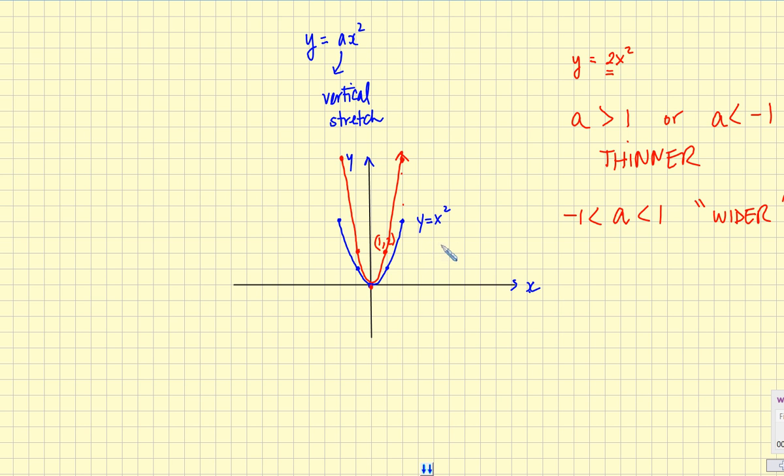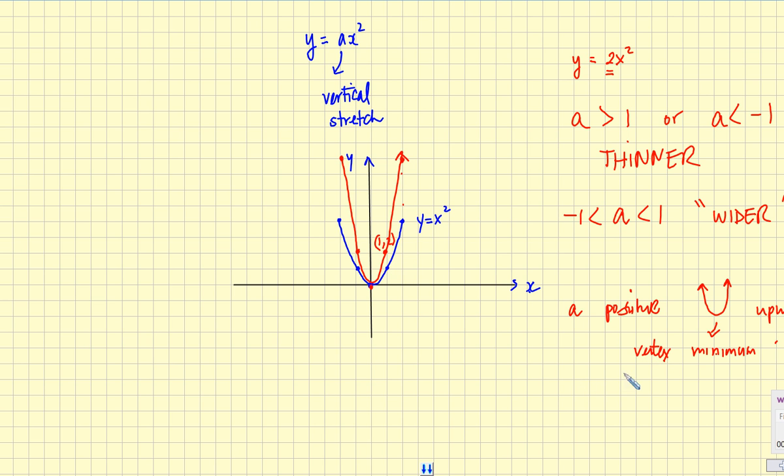Okay? Now, the value of a also determines another thing for us. It determines whether our graph is going to be facing upwards or downwards. So if my a is positive, okay, then that means my graph faces upward. And if my graph is facing upward, that means I have a minimum value here. I don't have a maximum, but I have a minimum value, and my vertex is down here as a minimum.